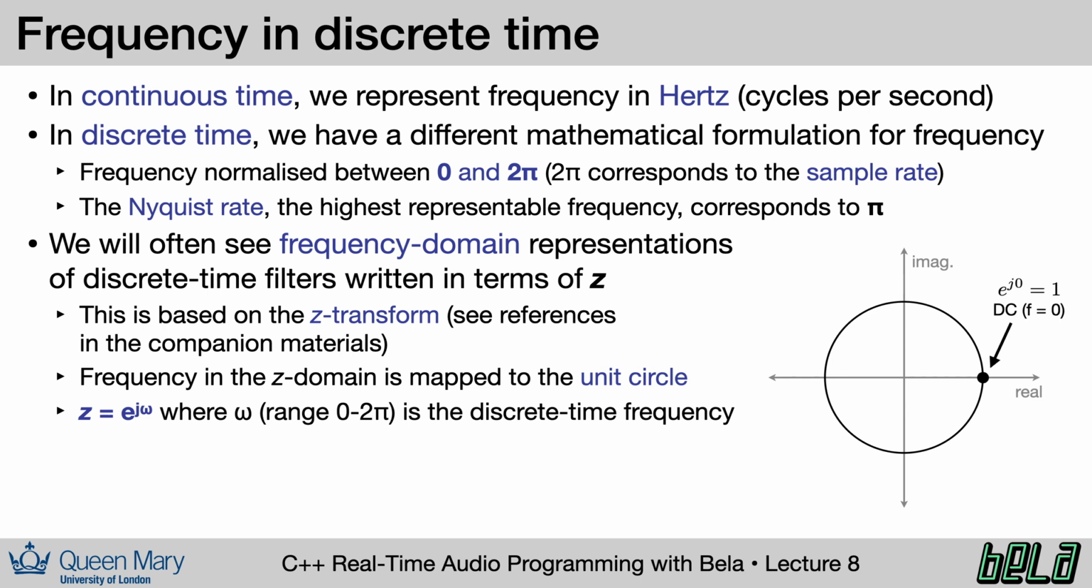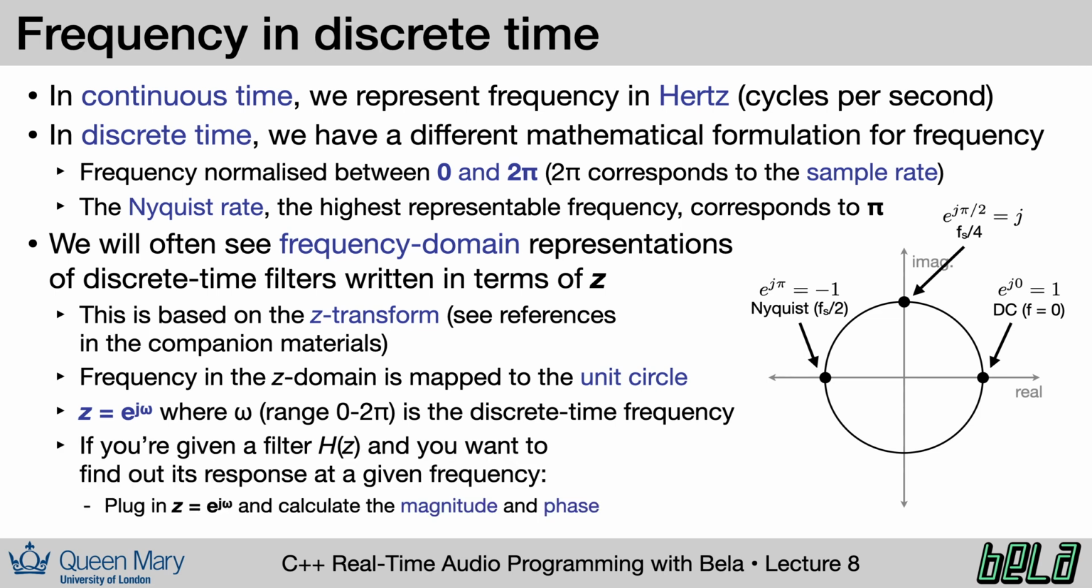So, for example, a frequency of 0, or DC, would be located here on the unit circle. e to the j0 is equal to 1. The Nyquist rate would be a frequency of pi, and e to the j times pi is equal to -1, so it's there on the unit circle. Or half the Nyquist rate, a quarter of the sampling rate, which has a discrete time frequency of pi over 2, would map here on the unit circle to a frequency of j.